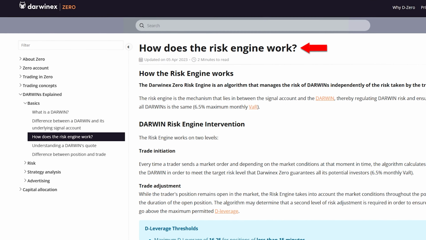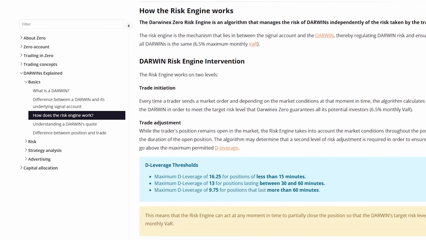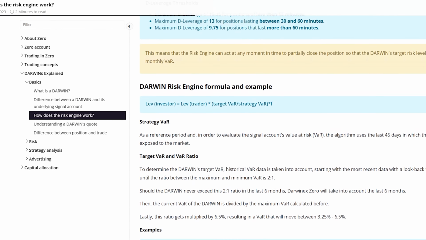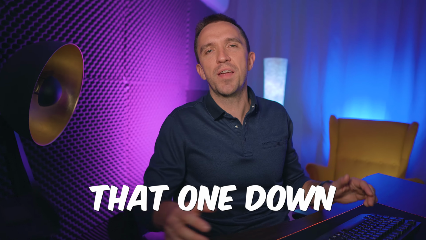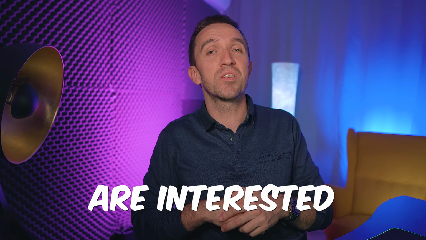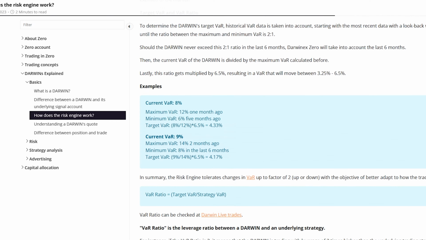However, on the Darwinex website there is a detailed guide on how the Darwinex engine works, and I will leave that one down below the video, so if you're interested to learn more you can go through it.